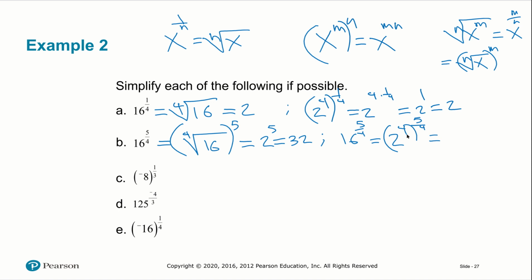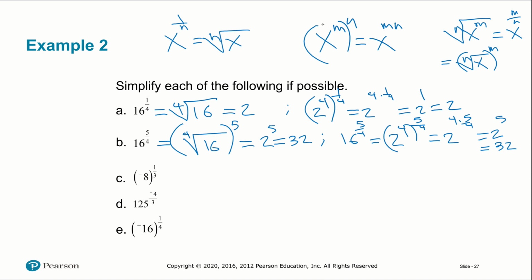Now notice that we can go ahead and apply the power rule and multiply the exponents. So that's 2 to the power of 4 times 5/4. Notice that the 4's cancel out, so I just get 2 to the power of 5, which once again is, of course, 32. So I'm showing you two ways of doing each of those.